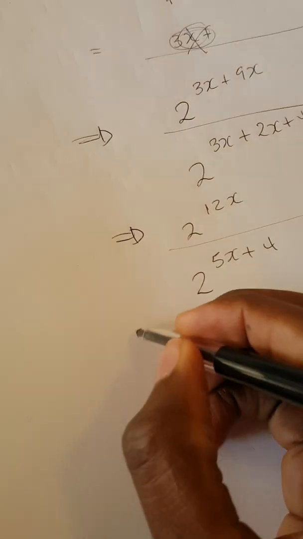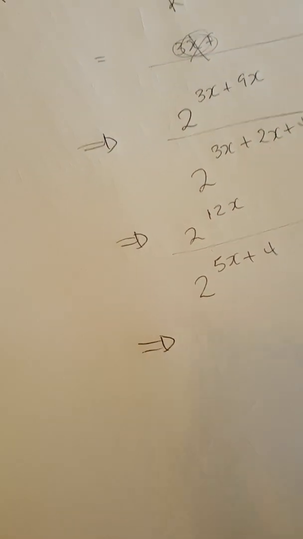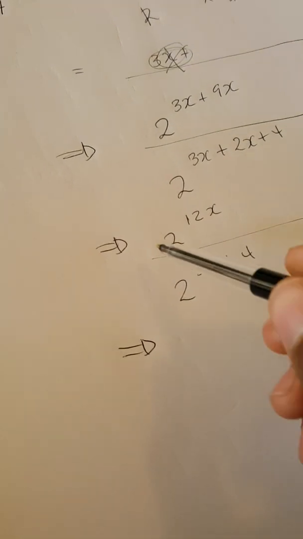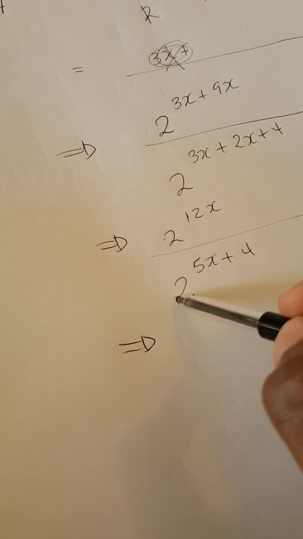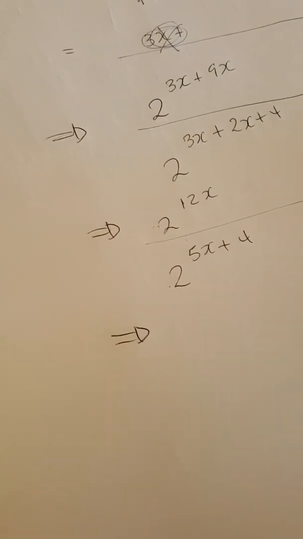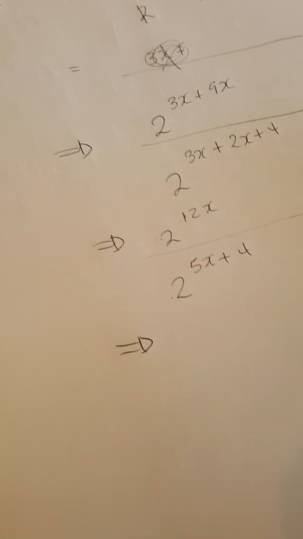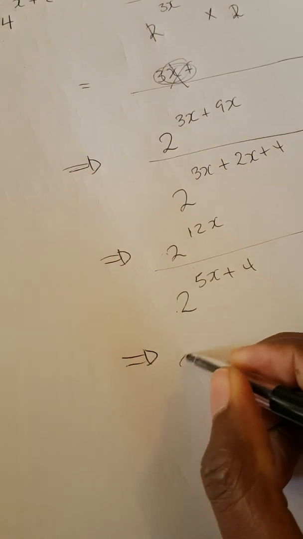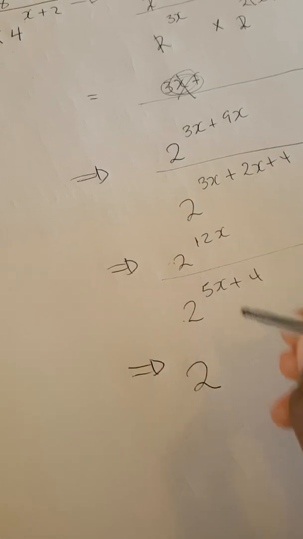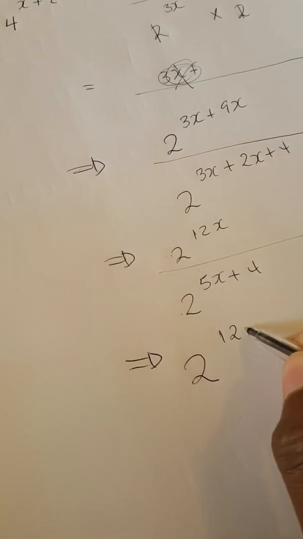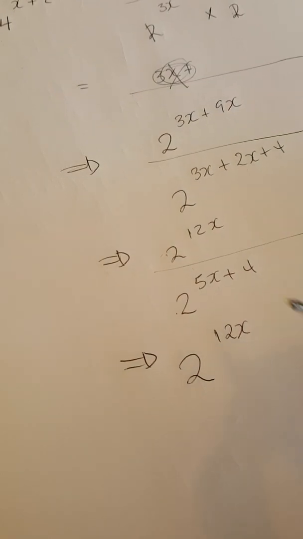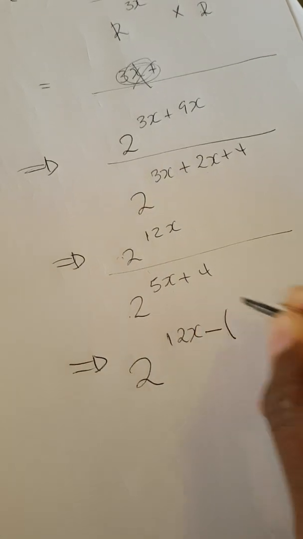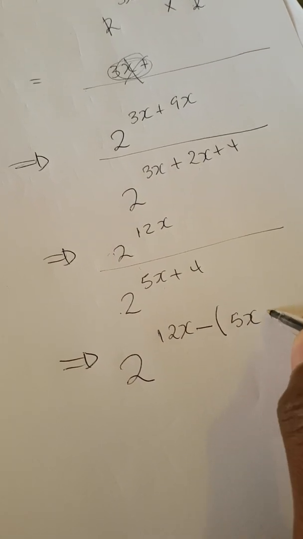So now, what is the deal? The deal is when you're dividing like terms, like these bases 2 and 2, so we call them like terms, what do you do? You subtract their exponents. So now we're going to take 2 to the power of 12x, and then remember we subtract the exponents. It will be to the power of 12x minus bracket 5x plus 4.